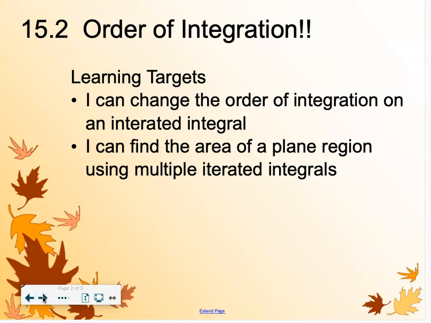Okay, so today we're doing 15.2, order of integration. Learning targets: I can change the order of integration of an iterated integral, and I can find the area of a plane region using multiple iterated integrals, because we're going to get into some where we might have to split things up today.